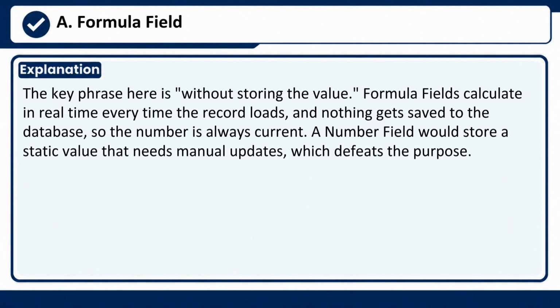Formula field. Explanation. The key phrase here is without storing the value. Formula fields calculate in real time every time the record loads, and nothing gets saved to the database, so the number is always current. A number field would store a static value that needs manual updates, which defeats the purpose.